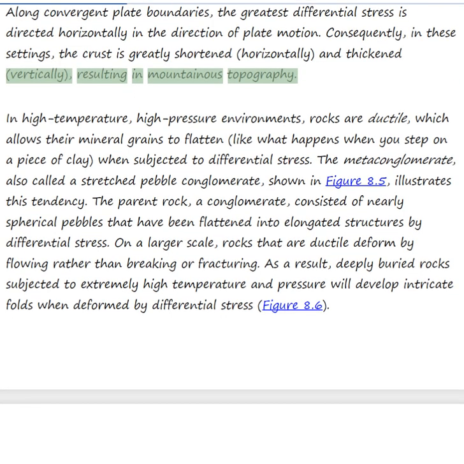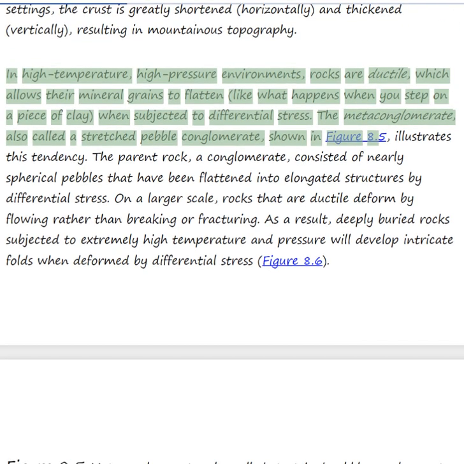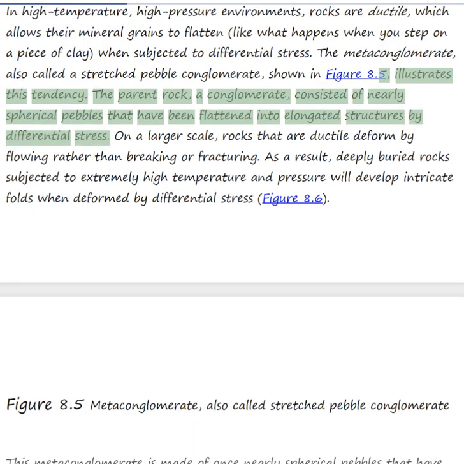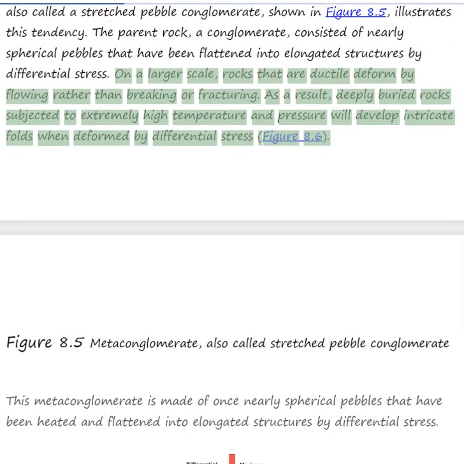resulting in mountainous topography. In high-temperature, high-pressure environments, rocks are ductile, which allows their mineral grains to flatten when subjected to differential stress. The metaconglomerate, also called the stretched pebble conglomerate, shown in Figure 8.5, illustrates this tendency. The parent rock, a conglomerate, consisted of nearly spherical pebbles that have been flattened into elongated structures by differential stress. On a larger scale, rocks that are ductile deform by flowing rather than breaking or fracturing.